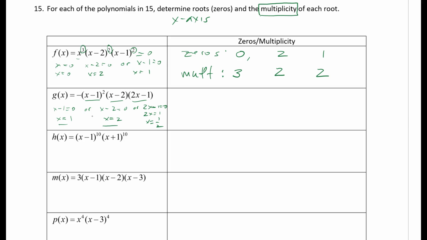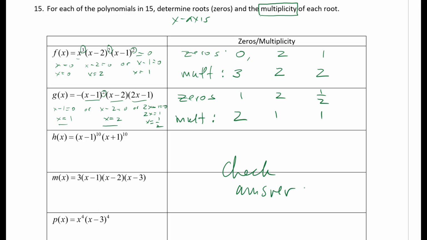So those are my zeros. Go ahead and write those over here. 1, 2, 1/2. And the multiplicity of those zeros are how many times they appear in the factored form. Well, that x minus 1 appeared twice. X minus 2 appeared once, 2x minus 1 appeared once. And then here you can check the answer key for these guys, but hopefully those two gave you enough for how to go about doing this.